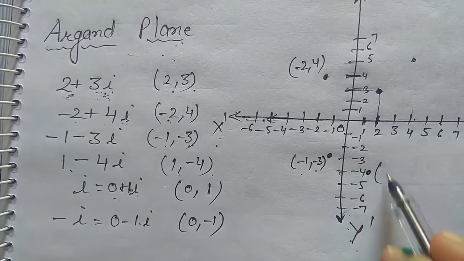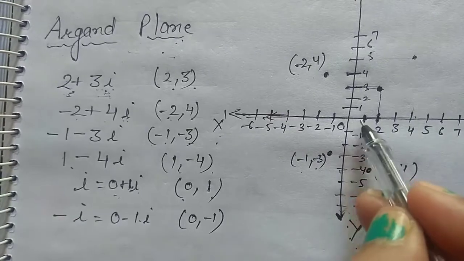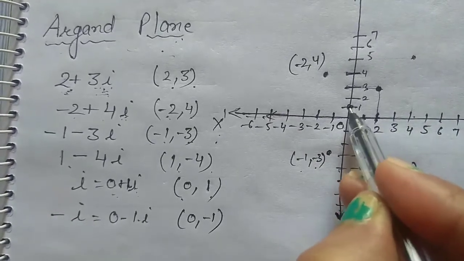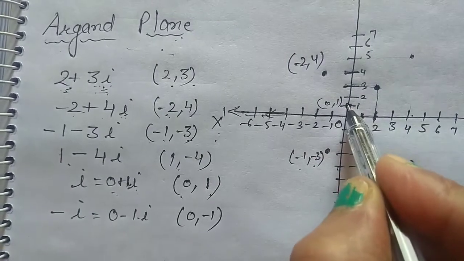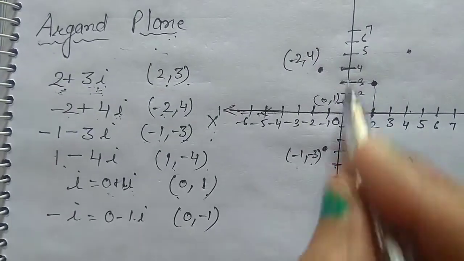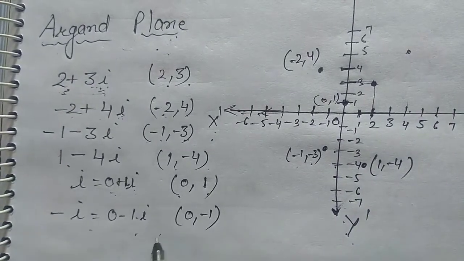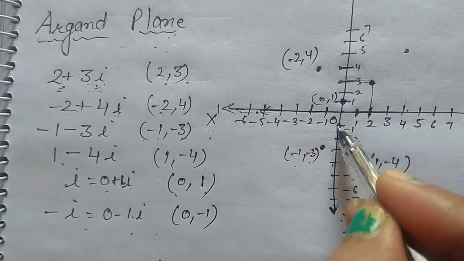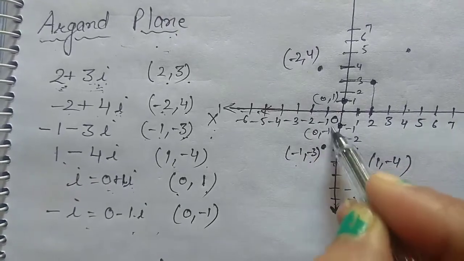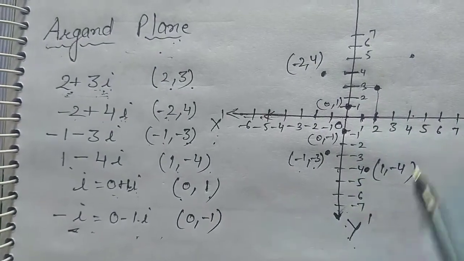This one. Clear? If x is 0, y is 1, this point is (0, 1) and this represents iota on the Argand plane. Same, minus iota we can also represent on the Argand plane. So x is 0, y is minus 1. So this point is (0, -1) and this shows minus iota on the Argand plane.